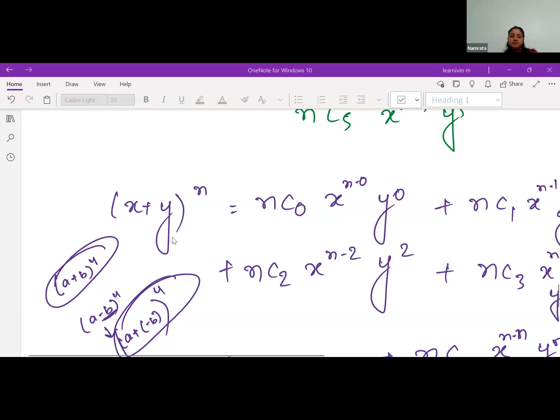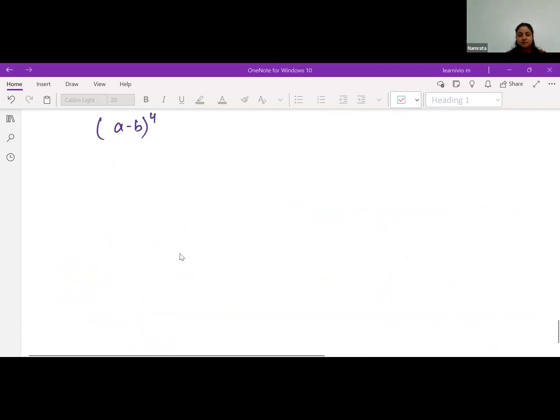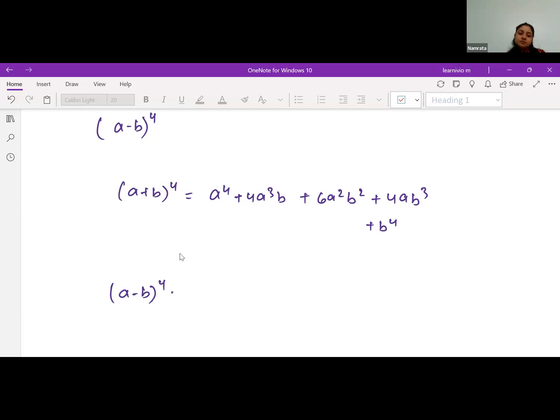Have you done it? Yes, ma'am. What you got as a plus b to the power 4? A to the power 4 plus 4a cube b plus 6a square b square plus 4ab cube plus b to the power 4. And what about a minus b to the power 4? A to the power 4 minus 4a cube b plus 6a square b square minus 4ab cube plus b to the power 4. Perfect.